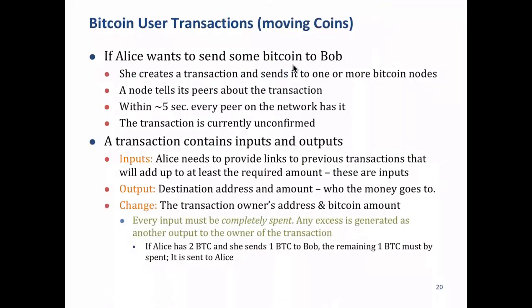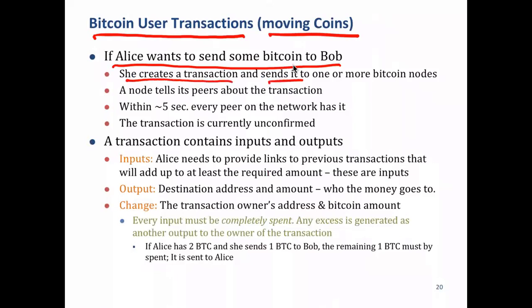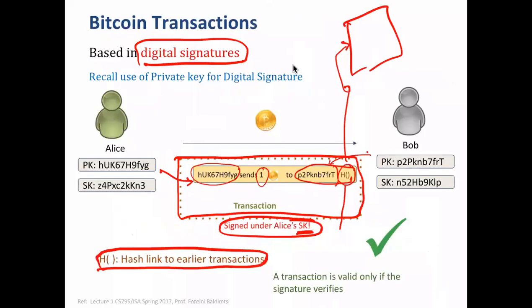So now a transaction is also called moving coins, or moving coins from one place to another. So Alice wants to send some bitcoins to Bob, she creates a transaction and sends it to one or more Bitcoin nodes. She just creates it. Here we have shown for simplicity that she is sending it to Bob. Actually, this transaction reaches Bob in some way, not necessarily that she is sending it directly, right?